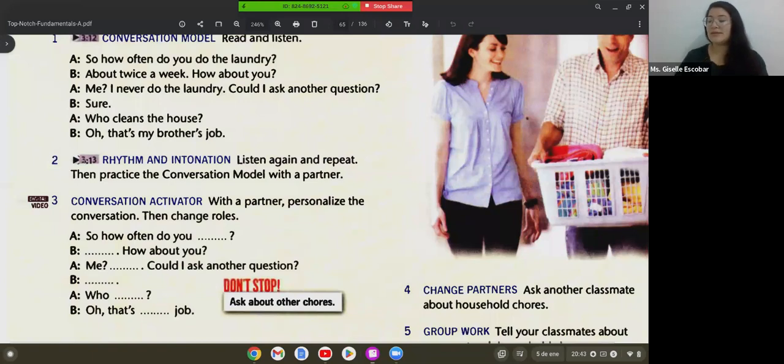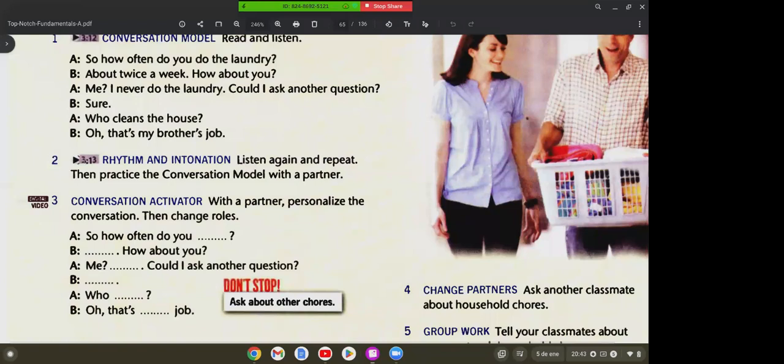Now let's listen to Cristobal and Brian. We are not going to change roles in this one. So let's listen to Cristobal and Brian. Who wants to go first? I start. Okay. Brian, so how often do you make the bed?